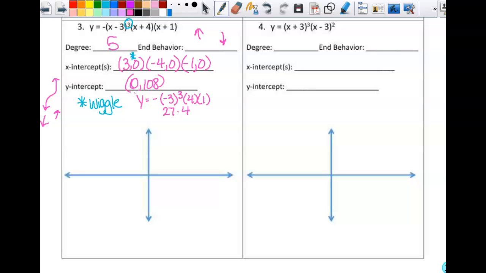Erase, erase, erase. Okay, we good? All right, so I'm only going out to 4, so I usually like to get one more on there if I can, but I don't have to, so we'll go to 4 or 5, doesn't matter. I think I'm going to go 5. 1, 2. Sometimes I plan to go to one more and then I run out of room. Just depends. And then I have that 108 up here. So I'm going to plot those points. I have (3, 0), (-4, 0), (-1, 0), and (0, 108).